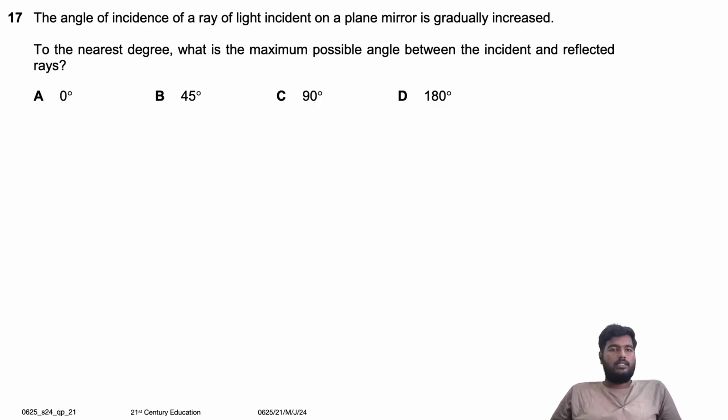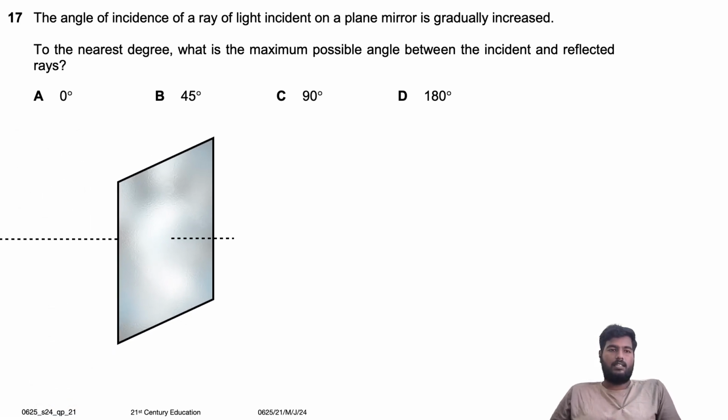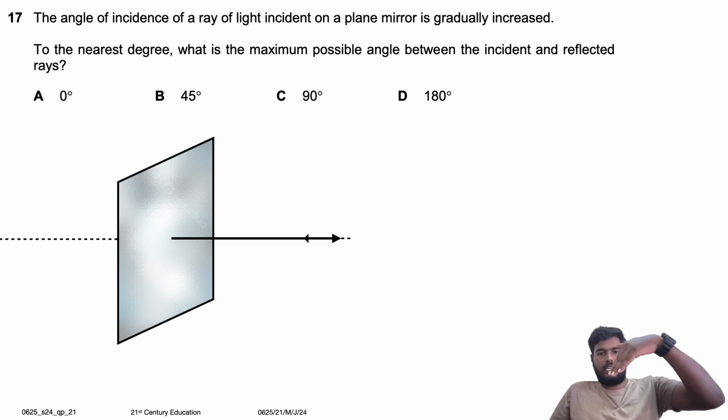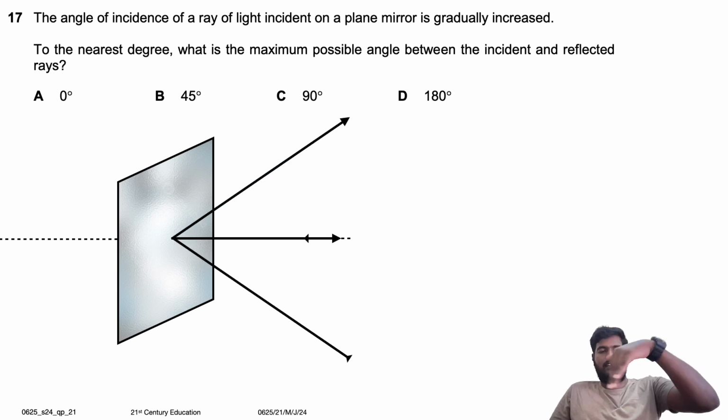The angle of incidence of a ray of light incident on a plane mirror is gradually increased. To the nearest degree, what is the maximum possible angle between the incident and reflected rays? This is a little difficult to understand, but very easy to imagine. Let's say we have a mirror and this is the normal to the mirror. We can start from 0 degrees. So this is a 0 degree incident ray, it will reflect back. Then let's say we increase the angle, then it will reflect like that.